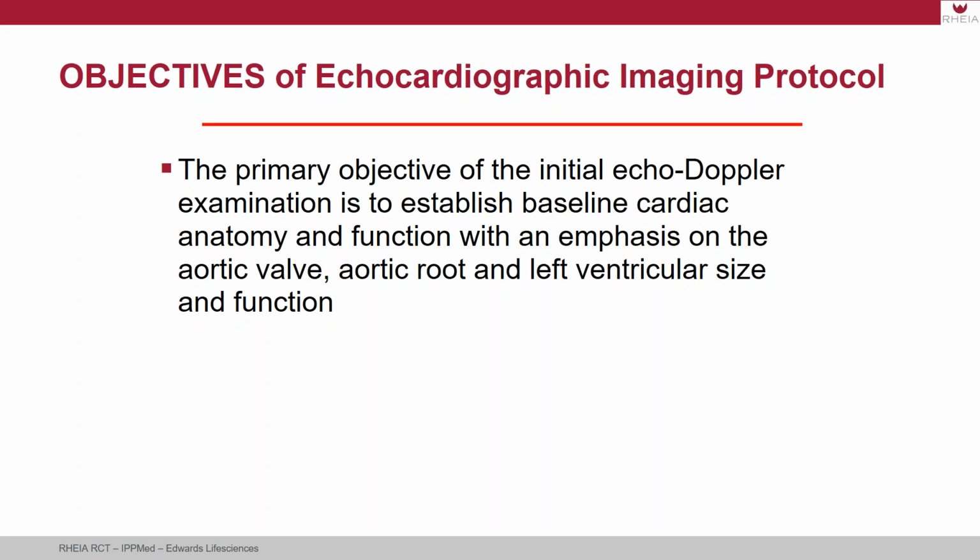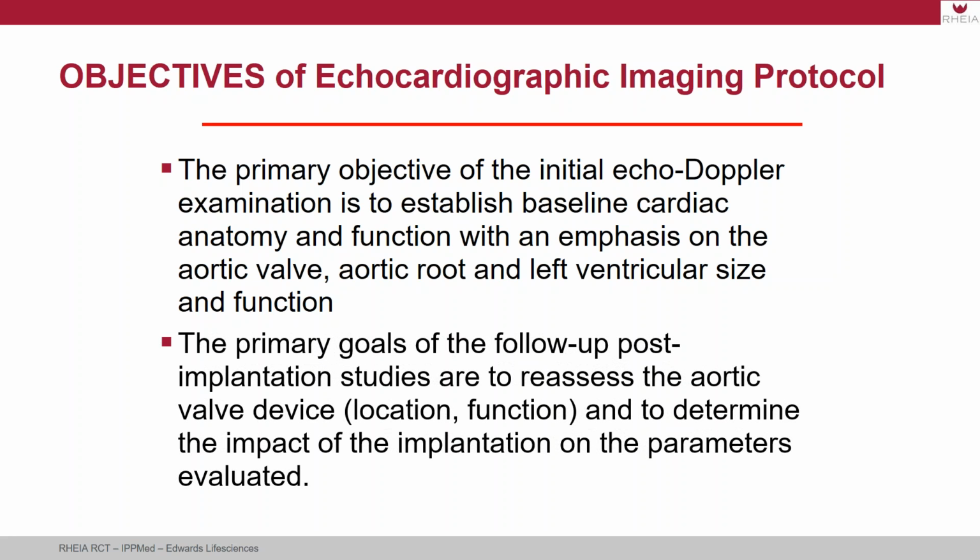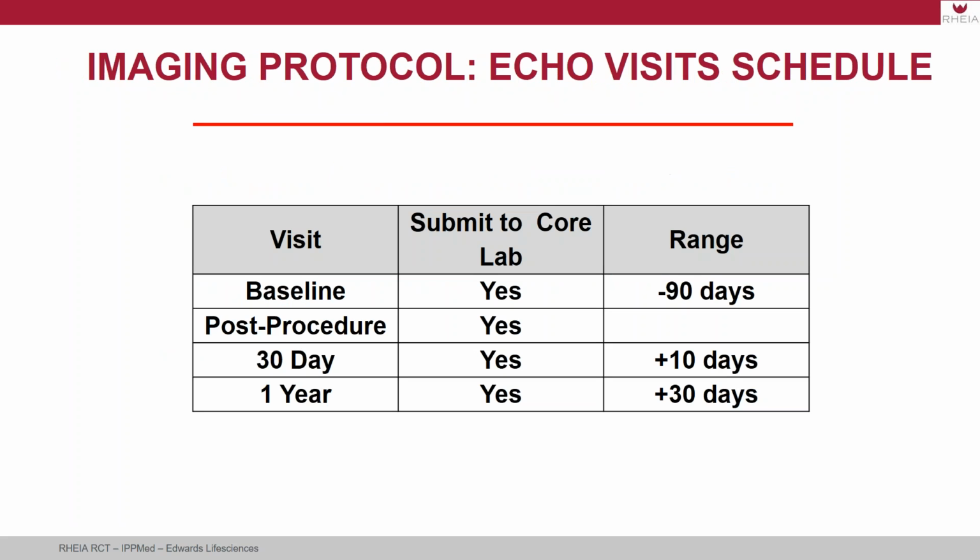So the objective of this echo component of the REA trial is, of course, to establish the baseline cardiac anatomy and function with a strong emphasis on the aortic valve, and also a very important objective is to assess in the follow-up echoes the function and morphology of the aortic valve device, which will be the SAPIEN 3 in one arm and a bioprosthetic valve in the other arm.